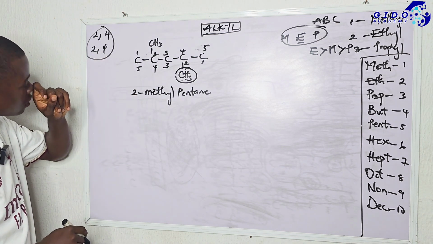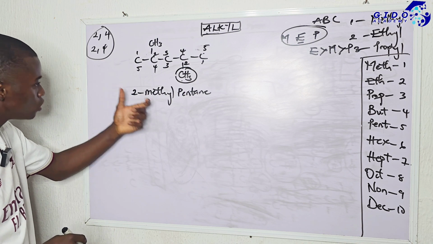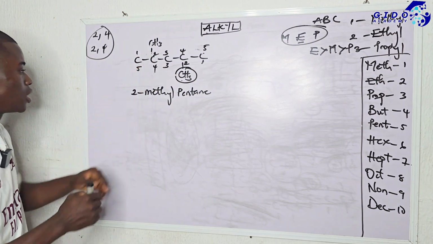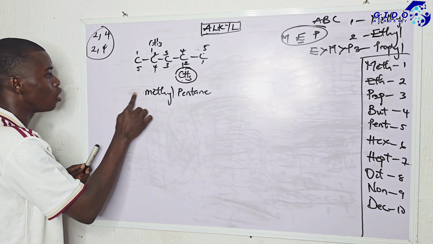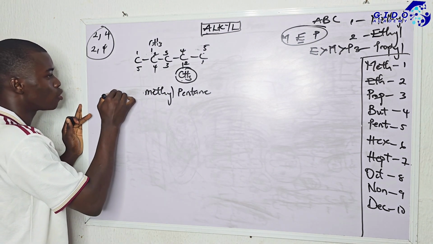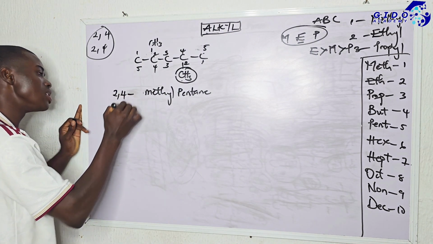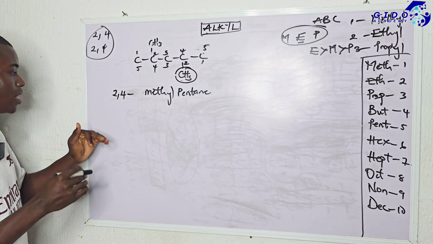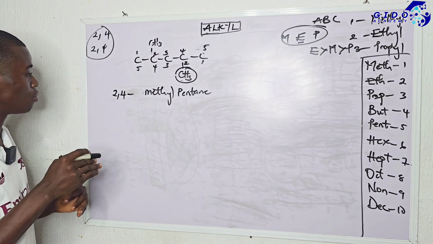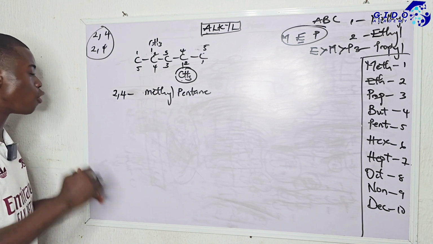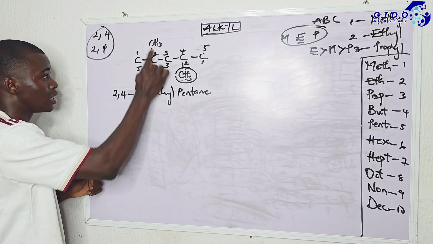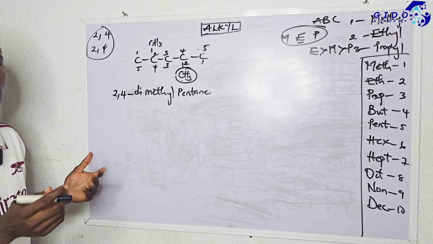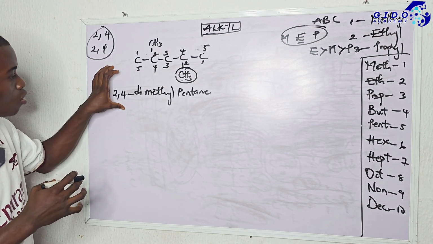So if you look at this, how do you name this? Remember, you have more than one methyl there. We have one methyl here, we have one methyl here. So the name will be, what's the position of the methyl? Position 2 and position 4. Please, it is wrong for you to write 4, 2. It is very, very wrong. You write the smaller number first before the higher number. So it will be 2, 4. How many methyl groups do you have there? 2. So it will now be 2,4-dimethyl what? Pentane. That is how you name this organic compound.